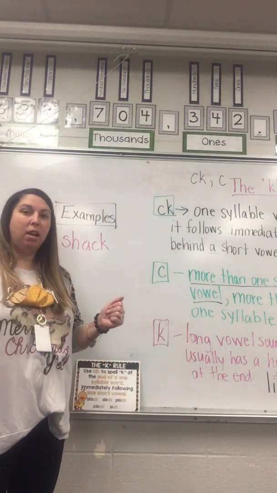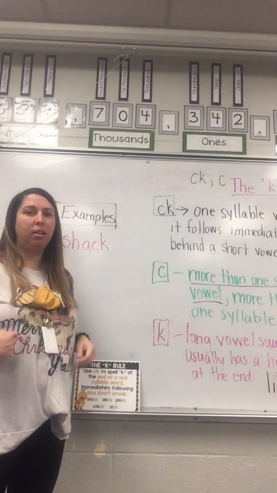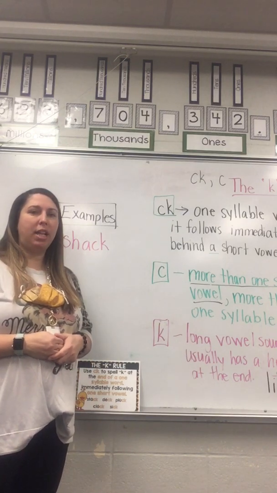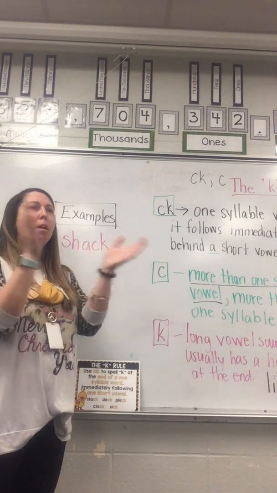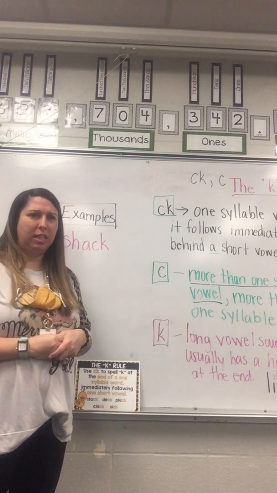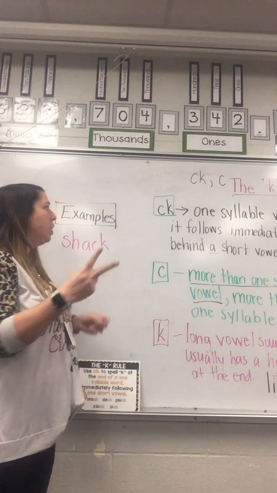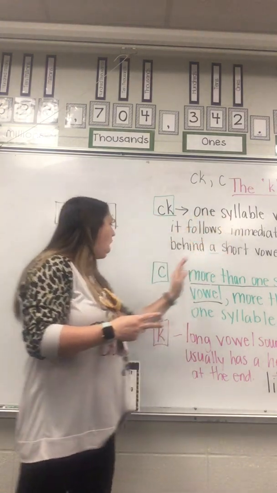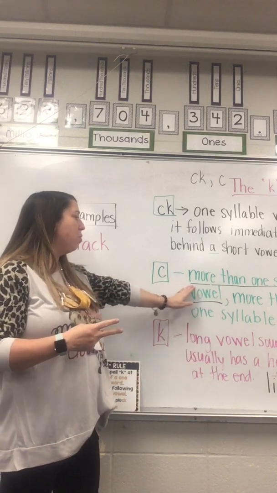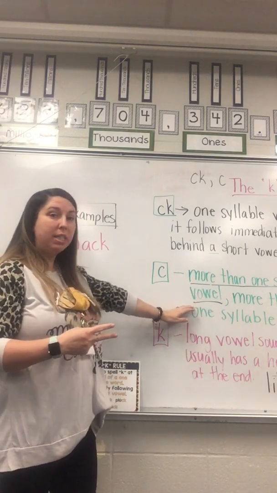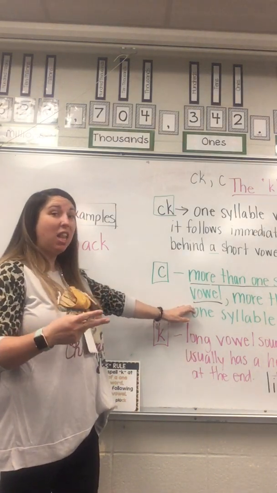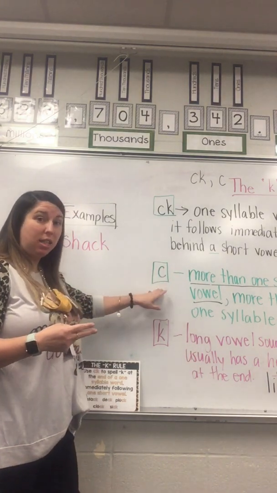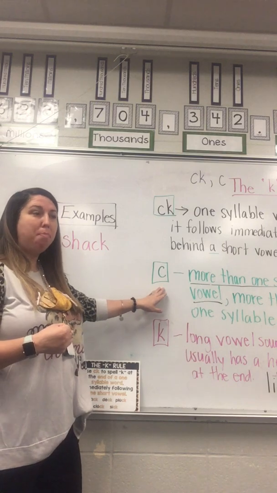Let's ready? Topic. Say the word. Topic. Let's clap it again. Ready? Topic. How many syllables? 2. So I would use CK if it's a one syllable word. I would use C if it's more than one syllable. So I can already tell I'm going to use the C. So I've got topic.